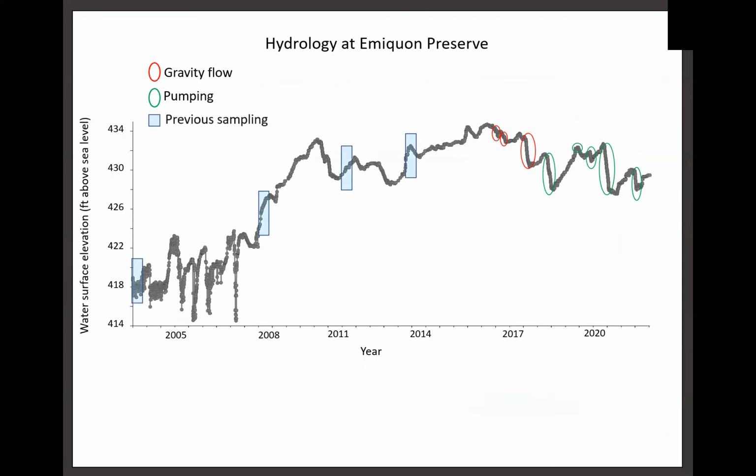This hydrograph shows water surface elevation through time at Emiquon from around 2003 to 2021. And the water control structure was completed in 2016. Since then, there have been several drawdowns using gravity flow in 2016 and 2017, and that's shown by those red circles. In 2018, 2020, and 2021, low water levels resulted from using the structure's 2 electric pumps, and that's designated by the green circles. Our previous sampling years are designated by the blue squares.